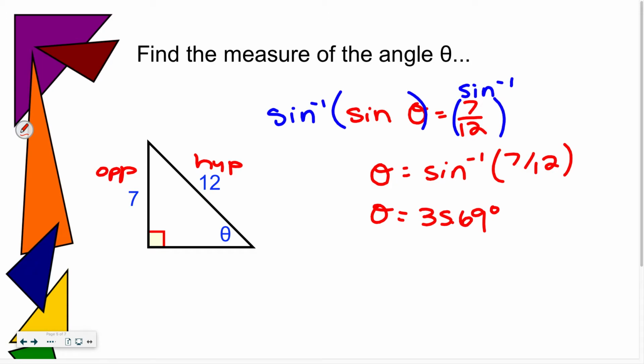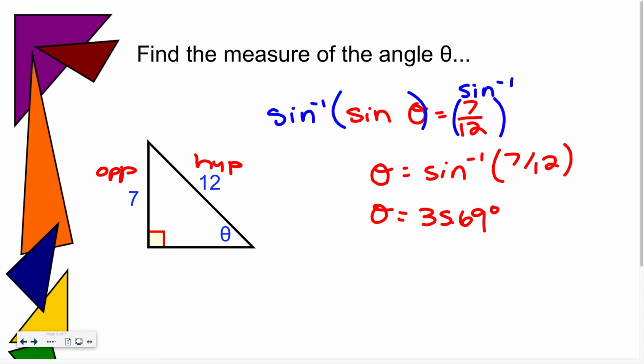Okay. So if you find that angle, then you can find the last angle by subtracting everything from 180. You can find the missing side using the Pythagorean theorem, because you know two of the sides. You could say 144 equals 49 plus x squared and find this missing side. So that would be like solving the triangle, finding all the missing things.